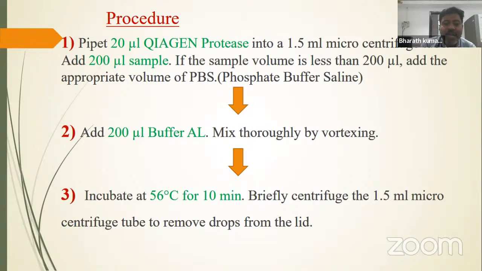Then add 200 microliters of lysing buffer and mix thoroughly by vortexing. So we add proteinase, 200 microliters of sample and 200 microliters of lysing buffer. Mix thoroughly by vortexing and then incubate at 56 degrees centigrade for 10 minutes. What is required for this incubation? Proteinase K has its highest activity at 56 degrees centigrade. That's why at that temperature we incubate for 10 minutes.